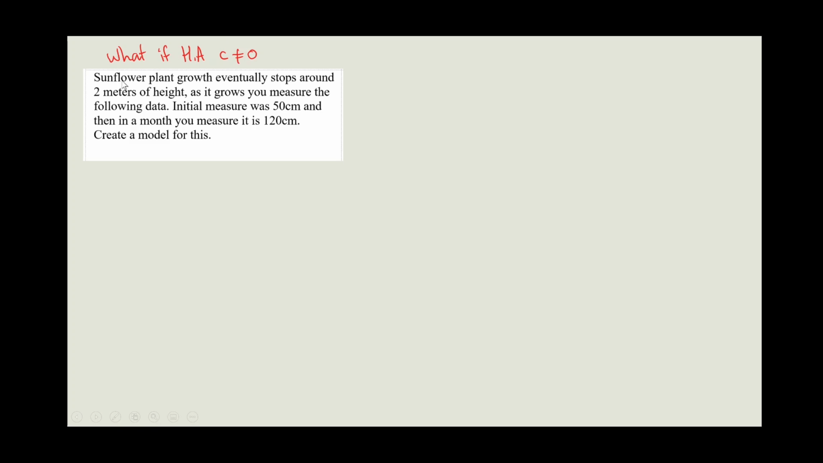So let's read this question. A sunflower plant's growth eventually stops around 2 meters of height. As it grows, you measure the following data. The initial measure was 50 centimeters, and then in a month you measure it again, and you have 120 centimeters. Create a model for this. Because there's going to be a leveling off of height at 2 meters, we're going to say that this is our horizontal asymptote. And for the initial measure of 50, do not say A is 50 right now. That's a common mistake.